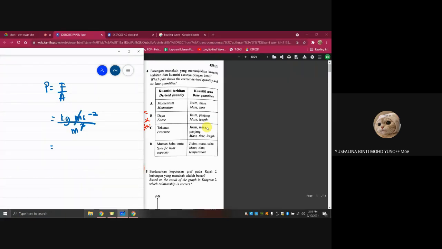Okay, so what it has here, it has mass. Yes, we got mass. We got length. Yes, we got length. And we got time. Yes, we got time here. So the answer should be C. Okay, can you understand for this one? Because I noticed some of you got number 4 wrong. Is it okay? Clear. Very good.